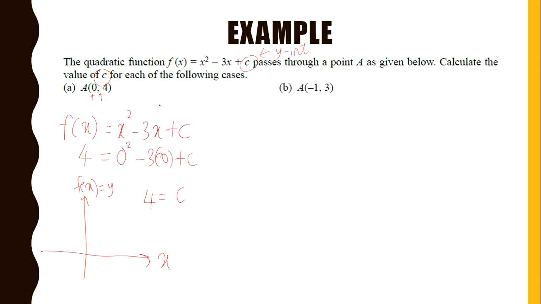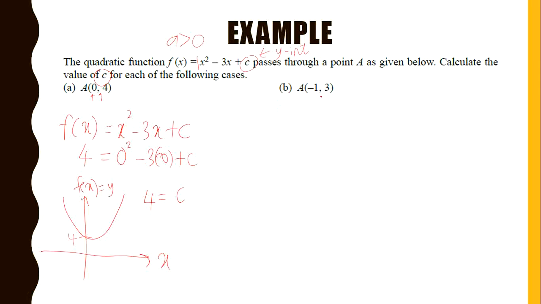Okay, so macam mana rupa dia? Okay, dia macam ni lah, contohnya lah. Okay, dia graf senyum because nilai A sini is 1, A greater than 0. A greater than 0 dia akan jadi senyum. So kita tahu nilai C is 4. So dia cut ataupun dia passes y-axis di sini.